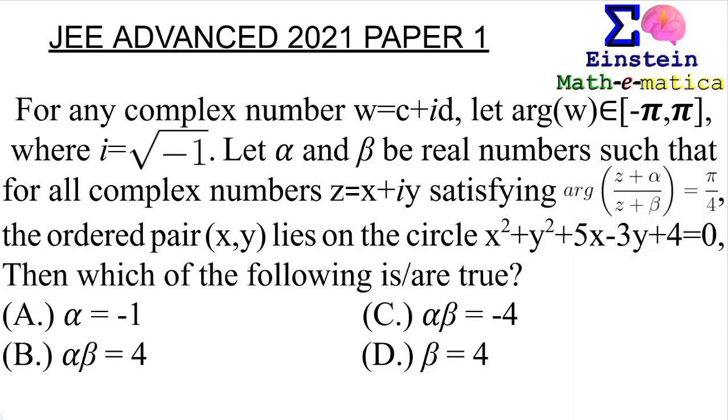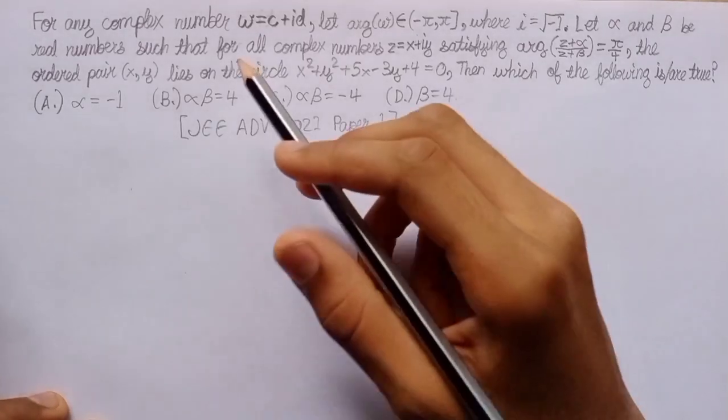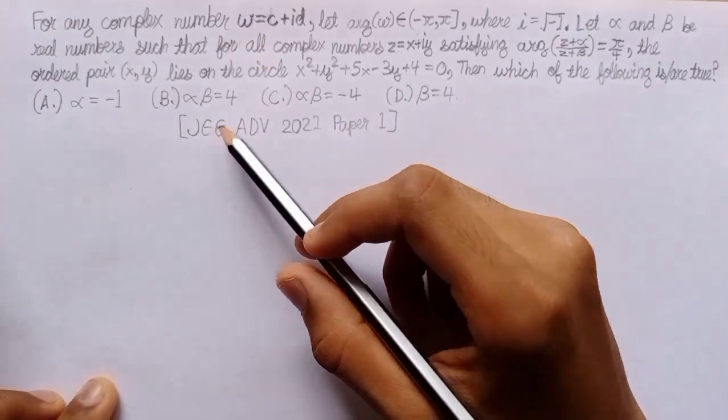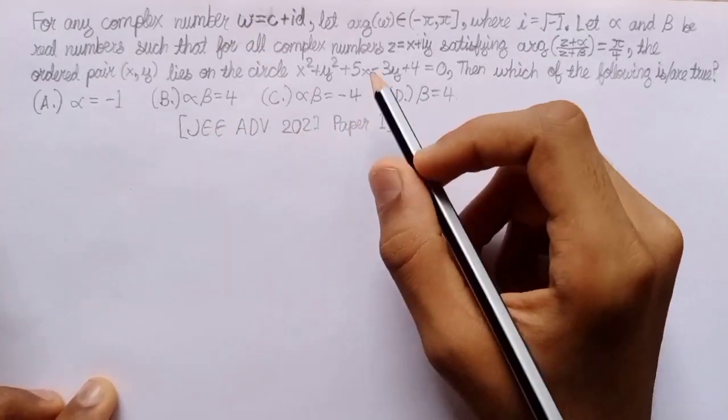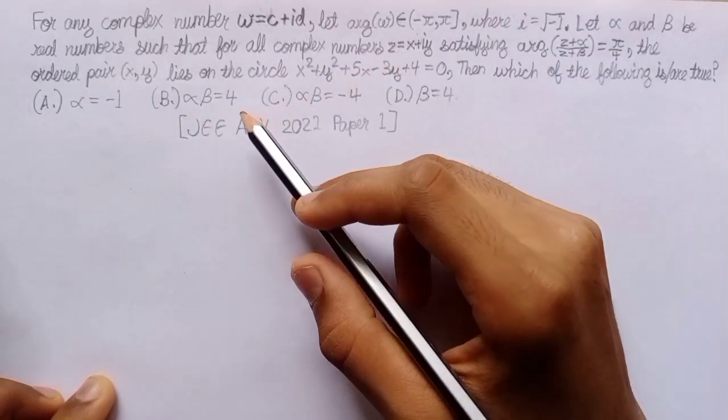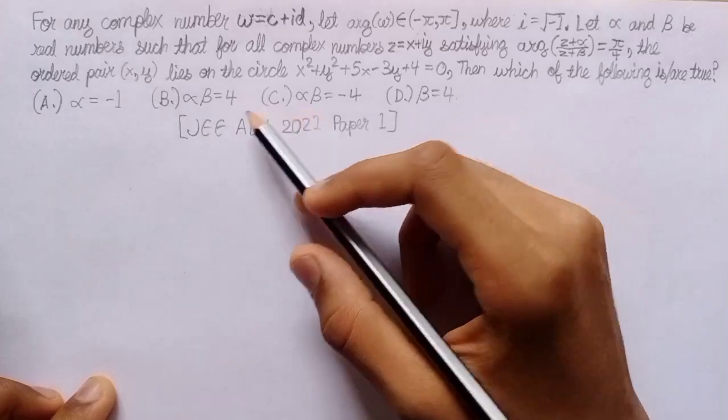Welcome, guys. So as you can see here, we have a question which is related to complex numbers, and it's from JEE Advanced 2021. It is a multi-correct answer type, meaning there can be more than one answer.